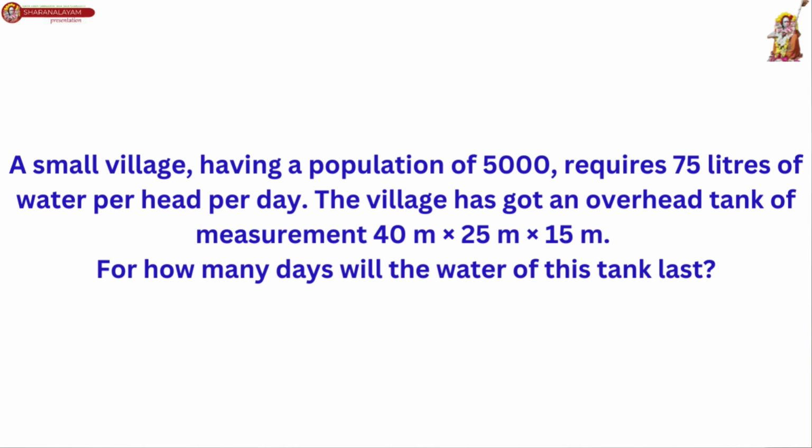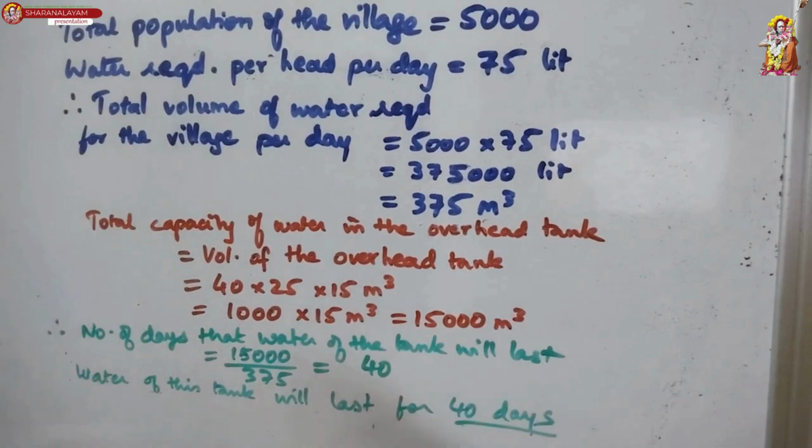Next question. A small village having a population of 5,000 requires 75 liters of water per head per day. The village has got an overhead tank of measurement 40 meters by 25 meters by 15 meters. For how many days will the water of this tank last? So how do we do that?